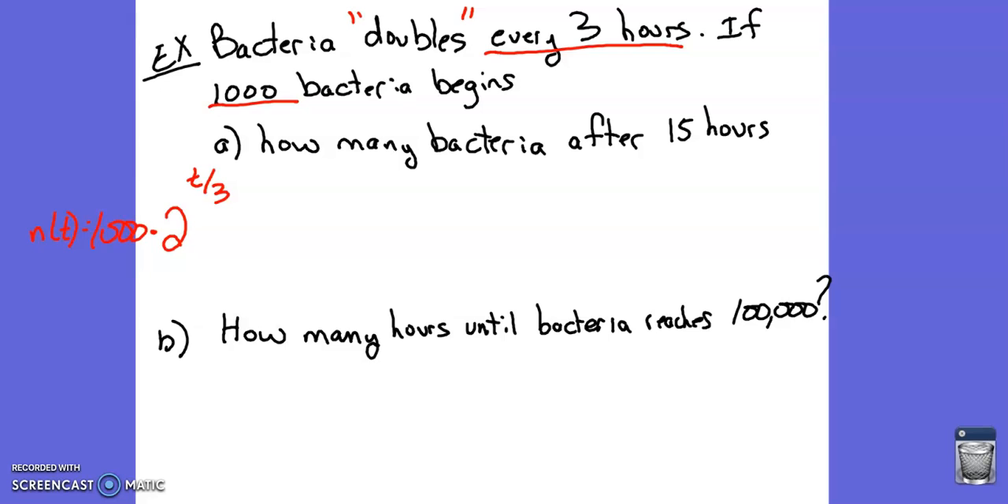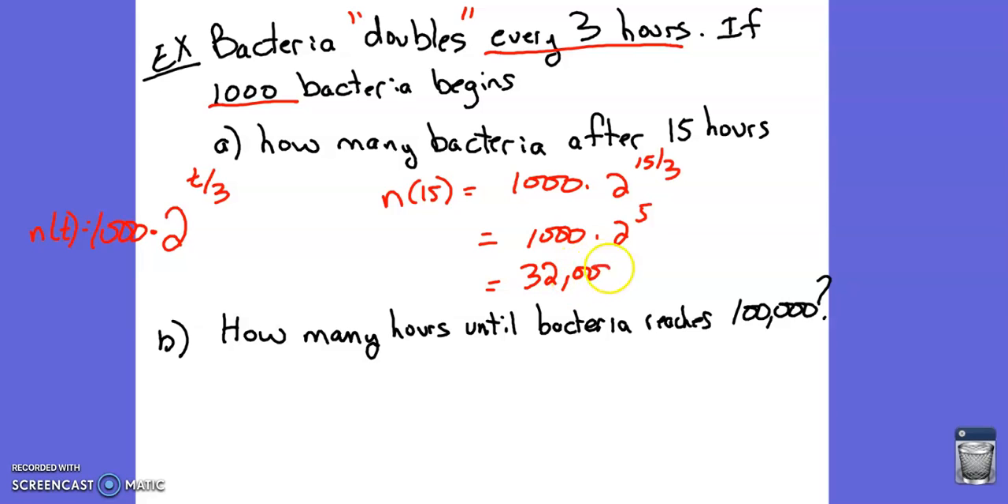And then we're going to see how many bacteria grow after 15 hours. So we're literally just going to substitute 15 in, which is 2 to the 5th. And then we're just going to calculate that, which would end up being 32,000. So how many bacteria after 15 hours? If it doubles every 3 hours, well, it's 32,000.